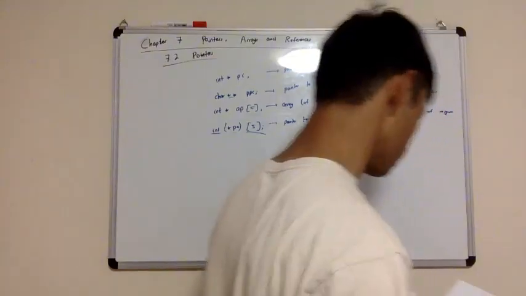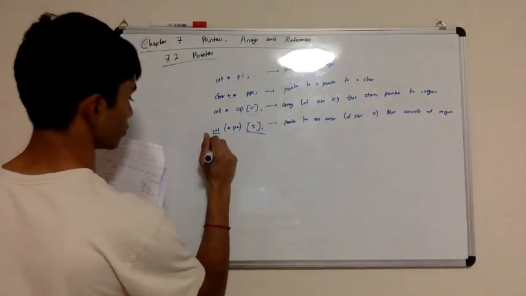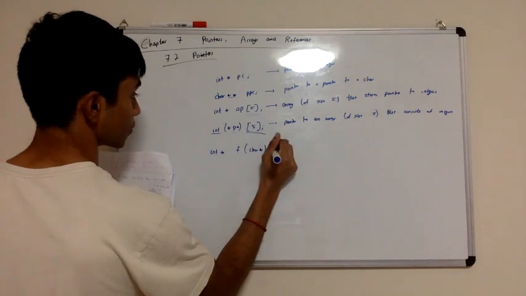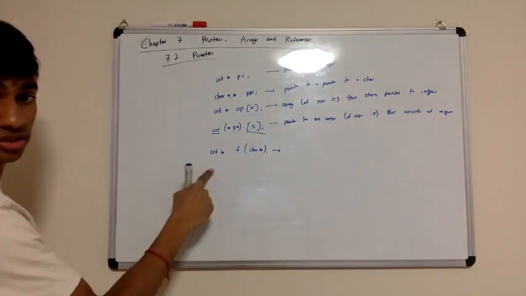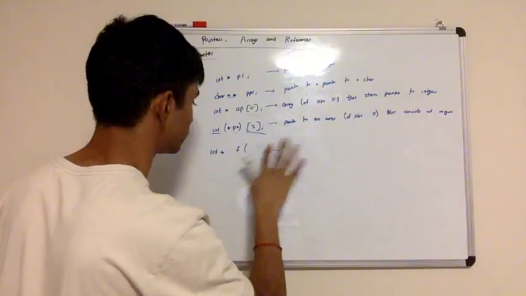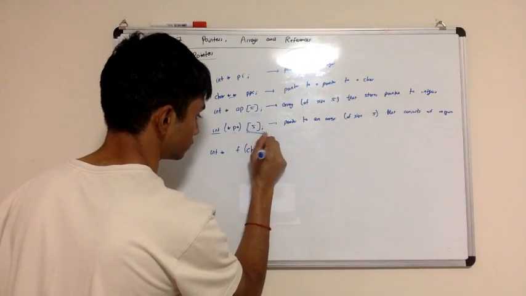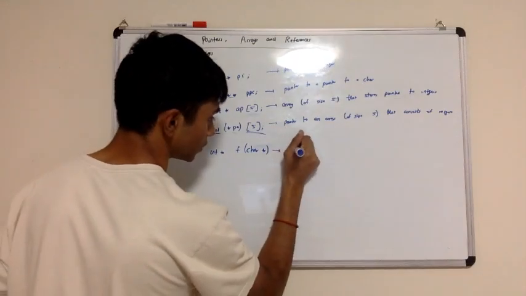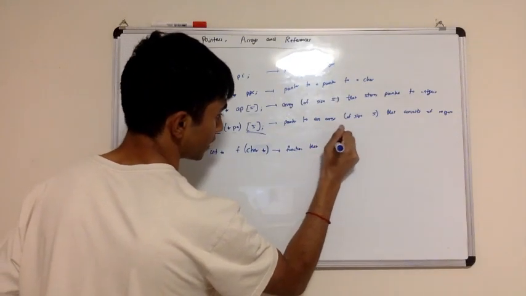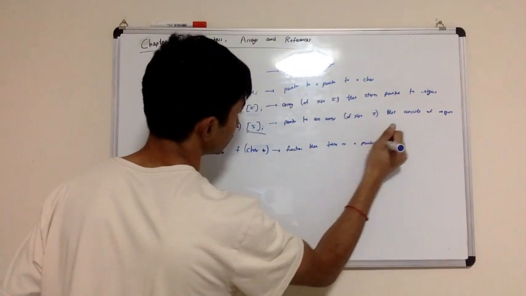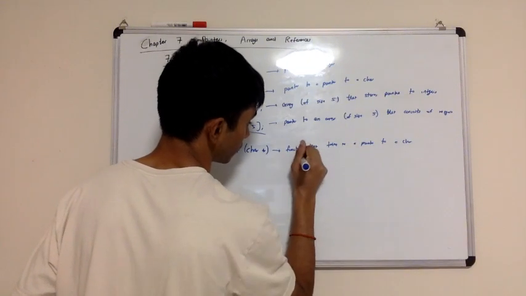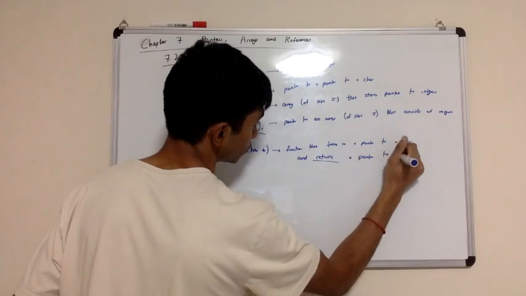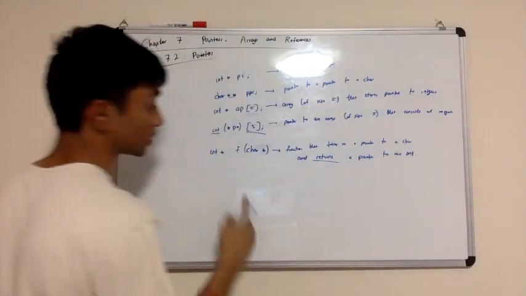Then we have function pointers. Or should I do the other one first? We'll start with a function that returns a pointer. So we have something like this: int star f char star. All that's saying is it's a function that takes in a pointer to a char and returns a pointer to an int. That's how you interpret this.